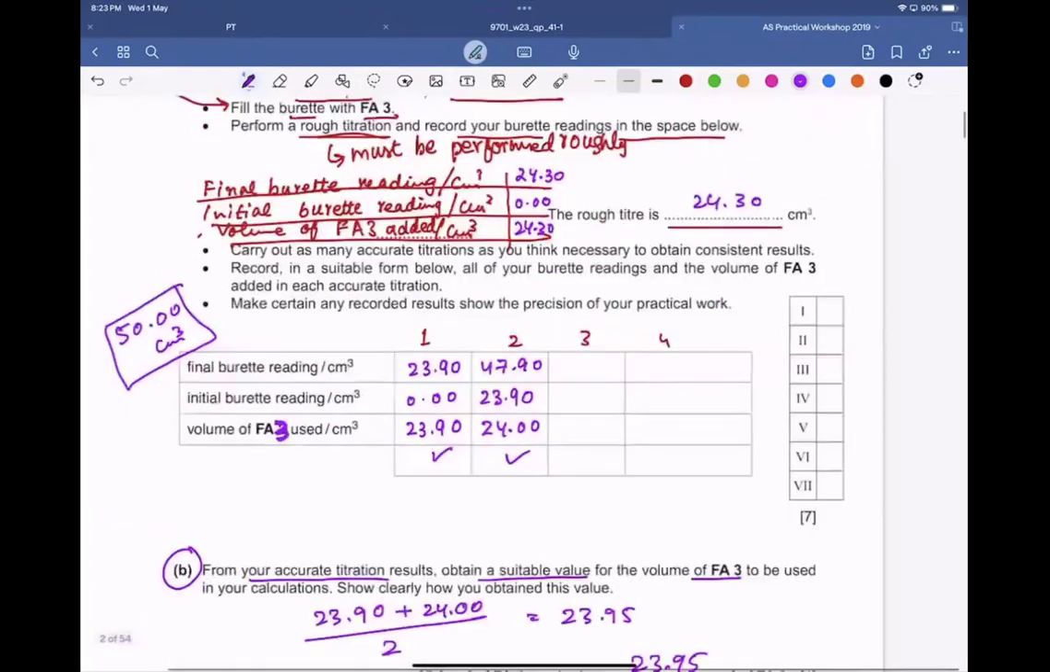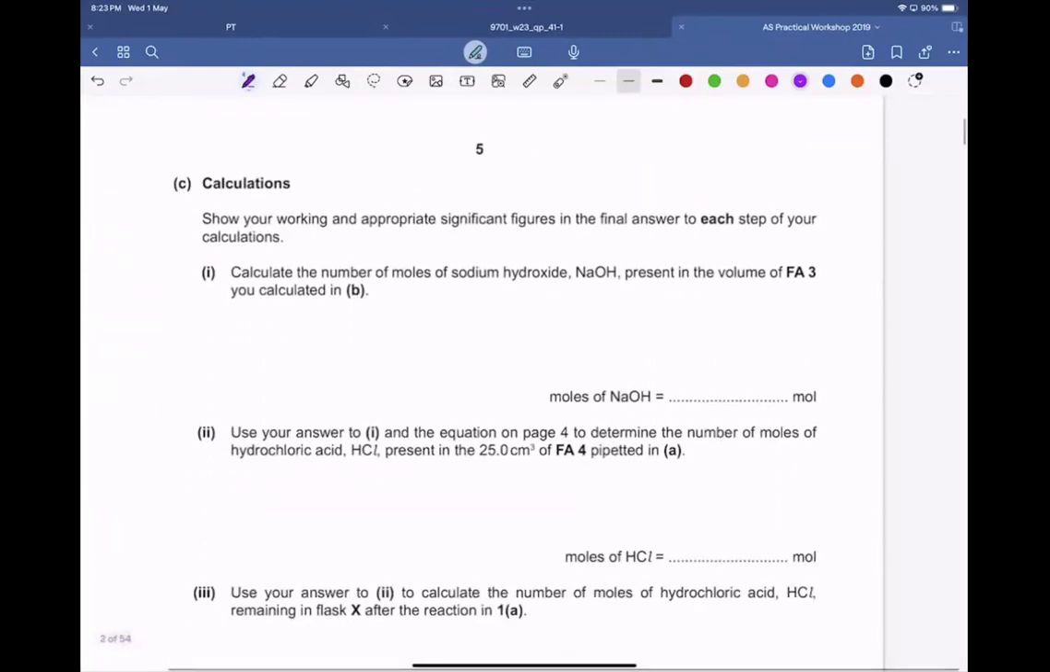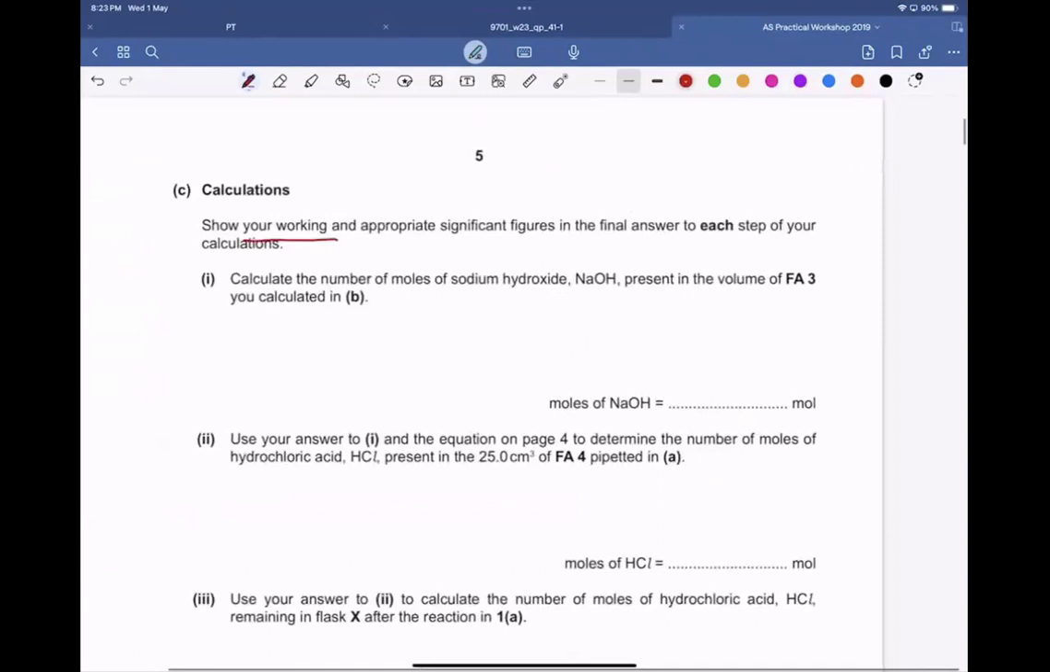Just do it with the pen. Okay. Now, what they are saying, show your working and appropriate significant figures in final answer. So whenever they say appropriate significant figures, you have to use 3 significant figures, okay? To each step of your calculation.